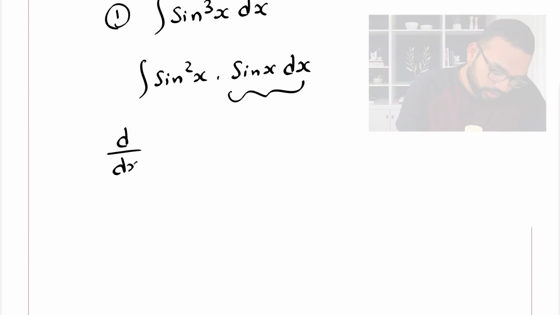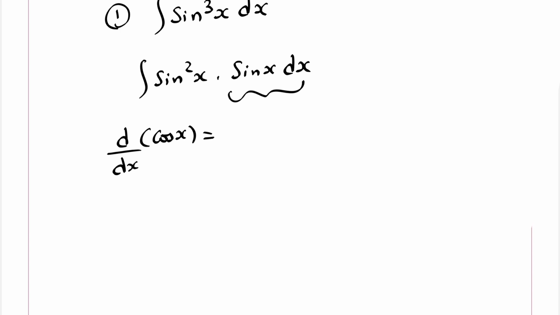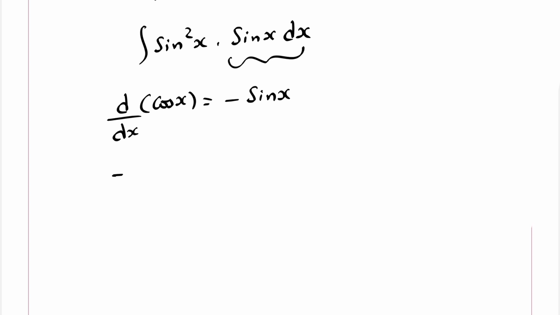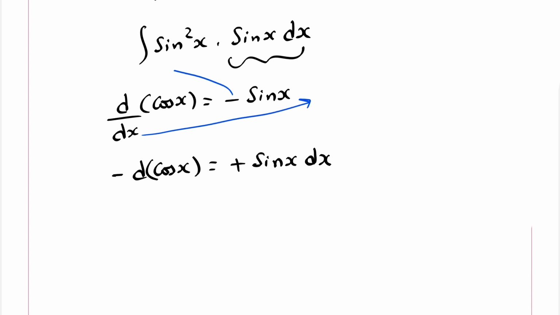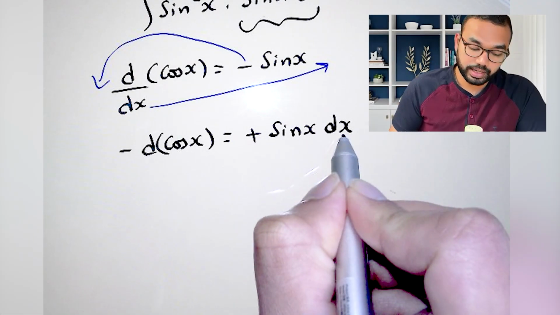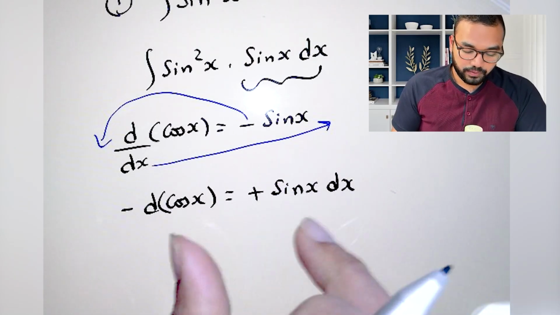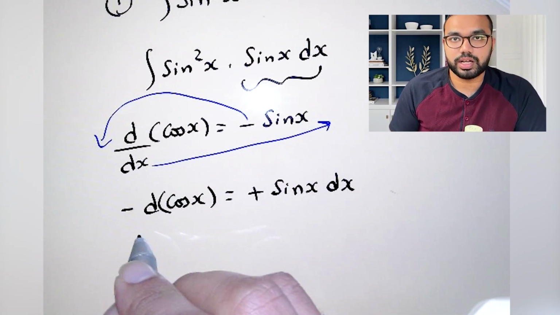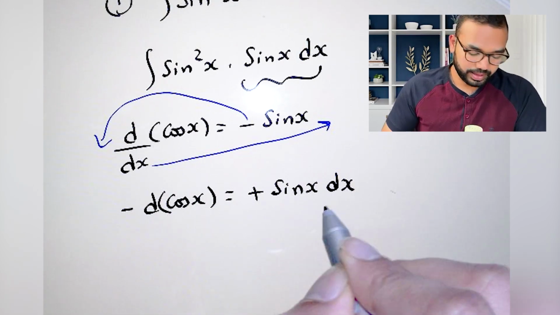d by dx of cos x is minus sine x. So I can write minus d of cos x is equal to positive sine x dx. What I just did is basically bring this dx here and the minus sign over here. So minus d of cos x is sine x dx, right? So I'm going to plug in minus d cos x for sine x dx.